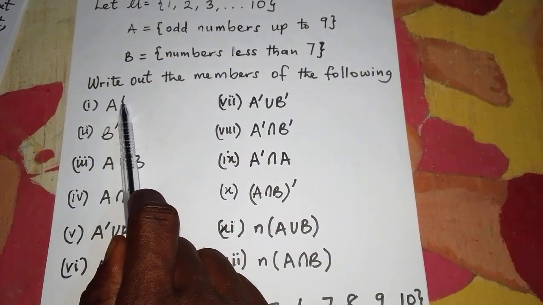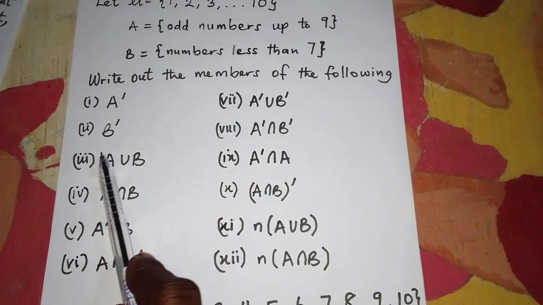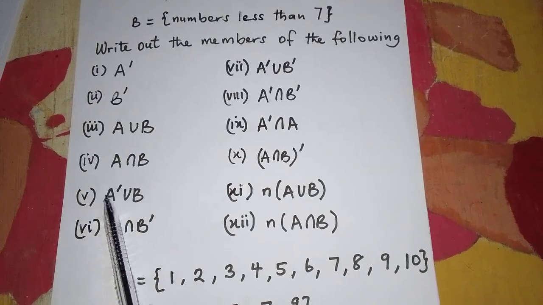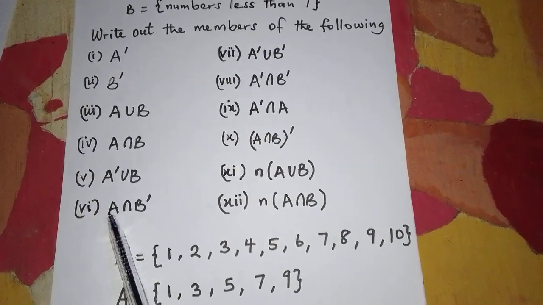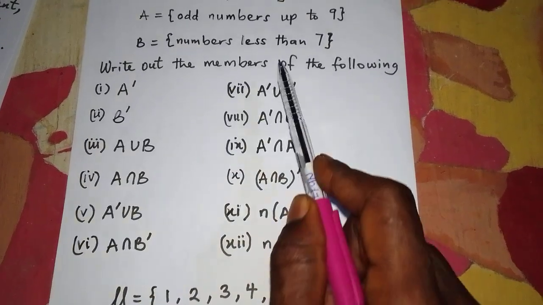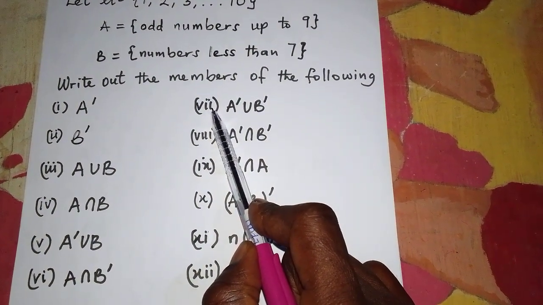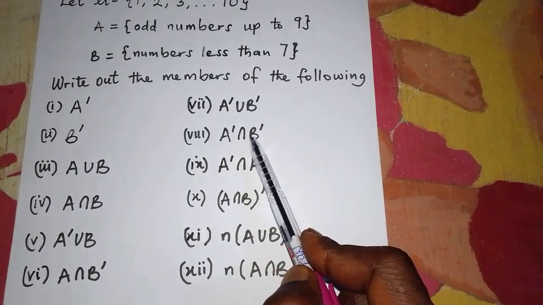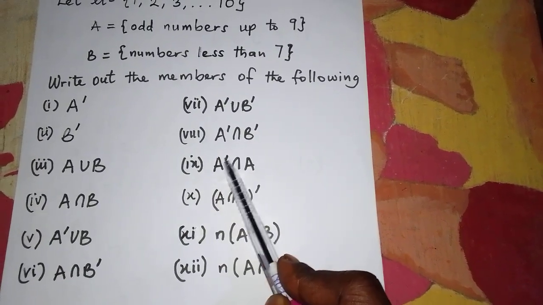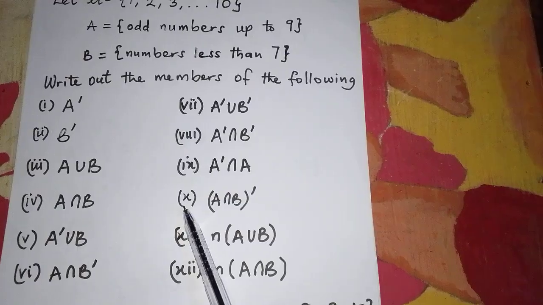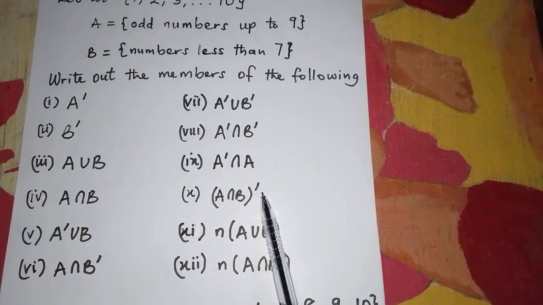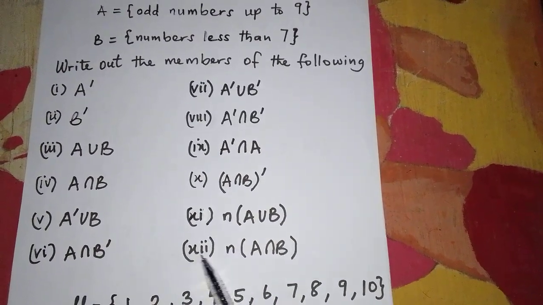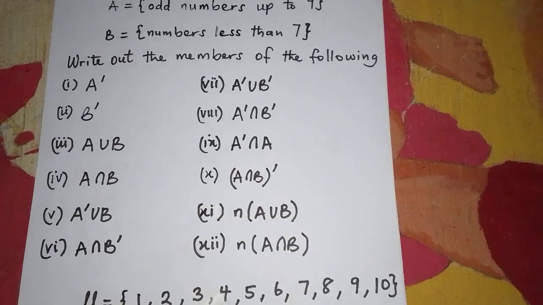This is 1, A complement, 2, B complement, 3, A union B, 4, A intersection B, 5, A complement union B, 6, A intersection B complement, 7, A complement union B complement, 8, A complement intersection B complement, 9, A complement intersection A, 10, A intersection B complement, 11, number of elements in A union B, 12, number of elements in A intersection B.